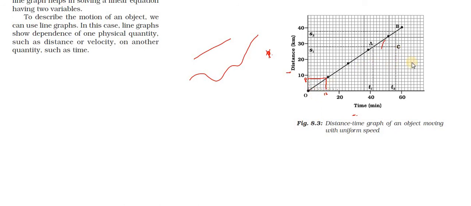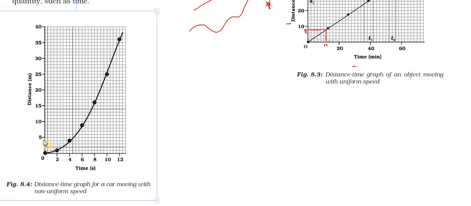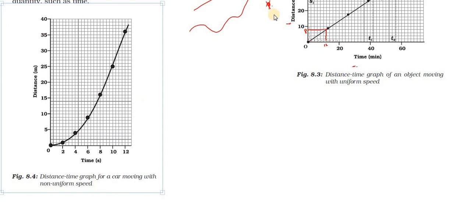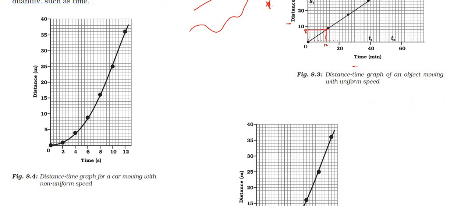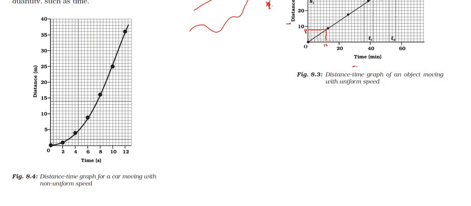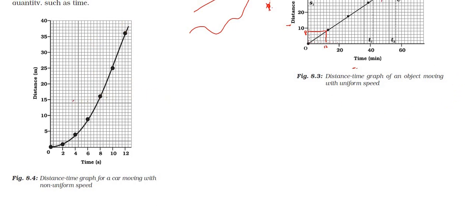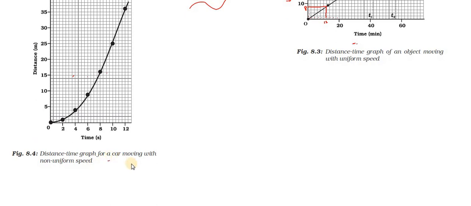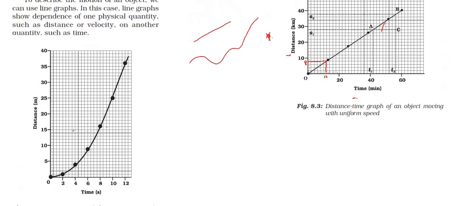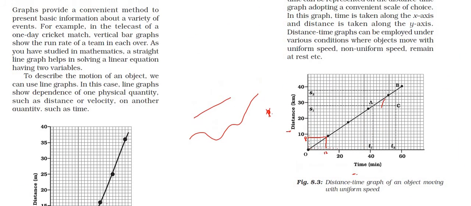It's a straight line. Now suppose the distance-time graph for a car moving in non-uniform motion. If you plot distance versus time, you'll get a curve like this. You'll not get a straight line. Only for uniform motion will you get a straight line, and for non-uniform motion you'll get a curve like this. I hope all of you understood. This is the distance-time graph for a car moving with non-uniform speed, and this is for the uniform speed. I hope all of you understood this.